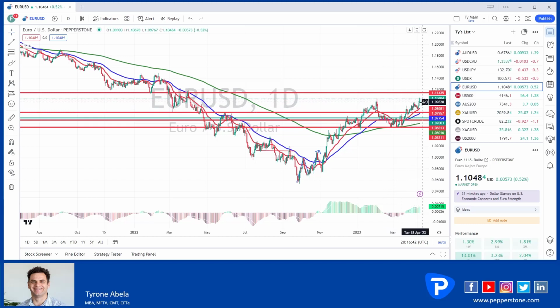Failing that, if we start to reverse around this point here, we see a couple of lower highs and lower lows on a smaller time frame. The 20 moving average will be the first trade, a scalp down, but I wouldn't be aiming for anything past that because really we don't want to be trading against a very strong trend.